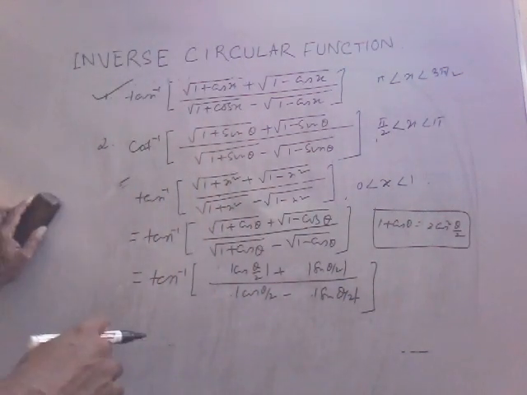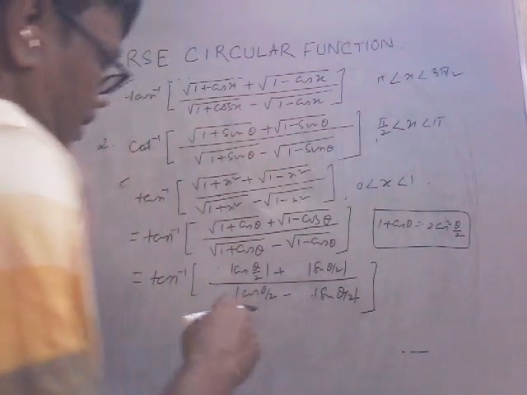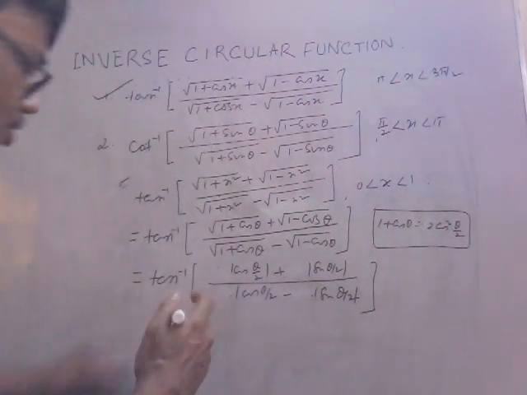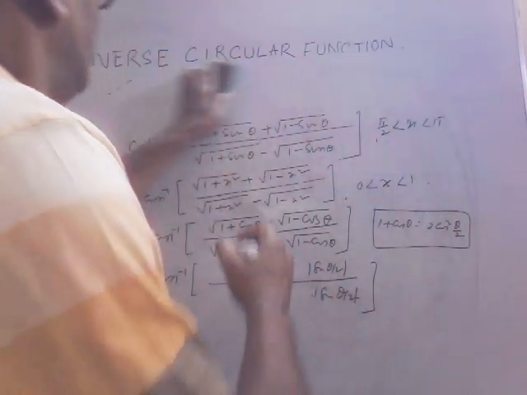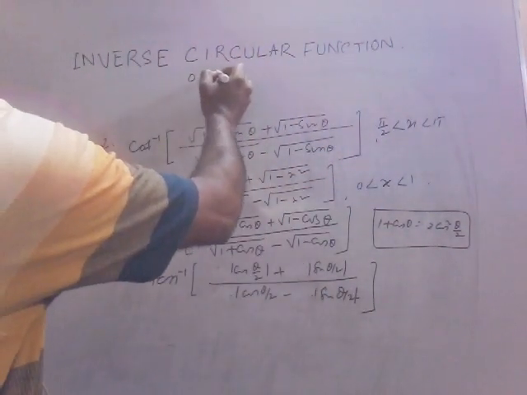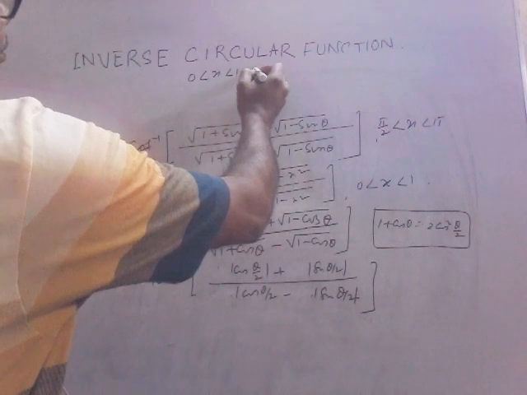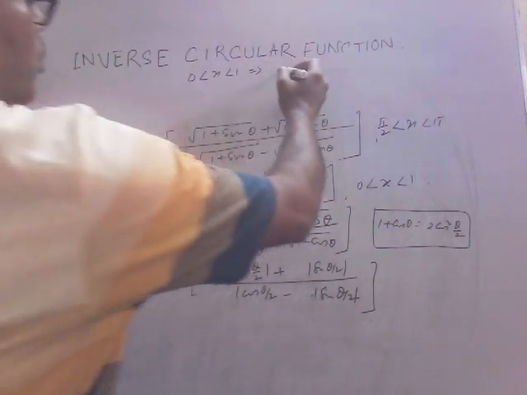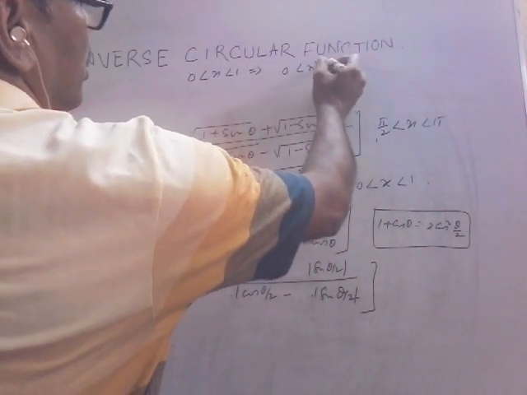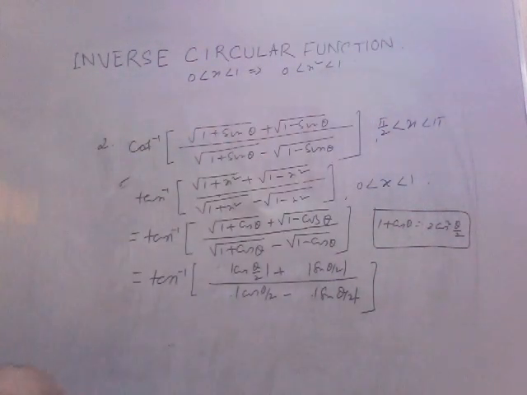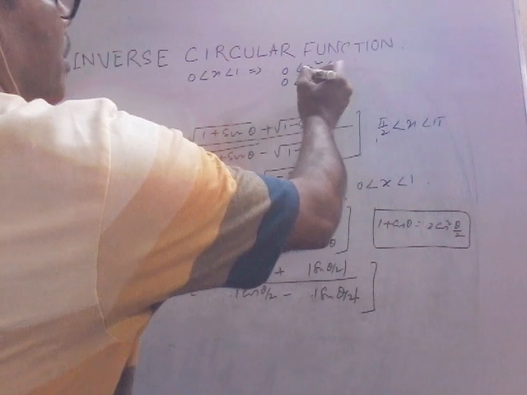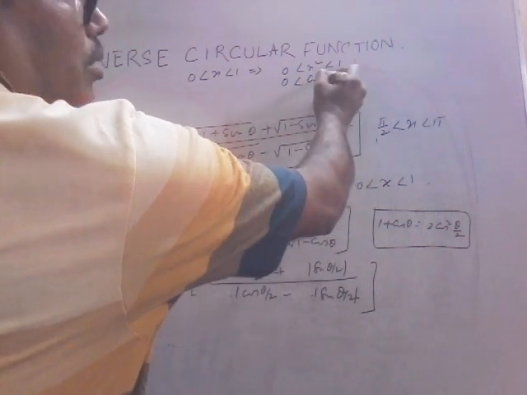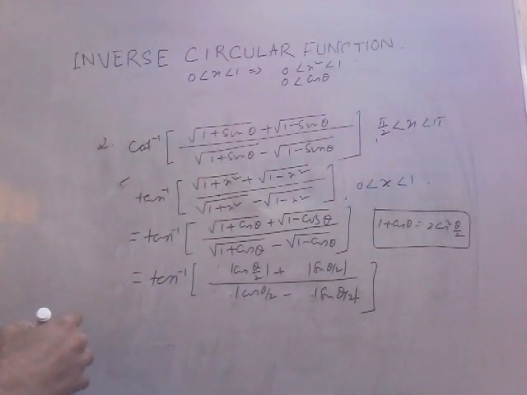Now you see the restriction. What is our restriction? 0 less than x less than 1. Therefore 0 less than x square less than 1. Why x square? Because we have given the transformation x square equals cos theta.